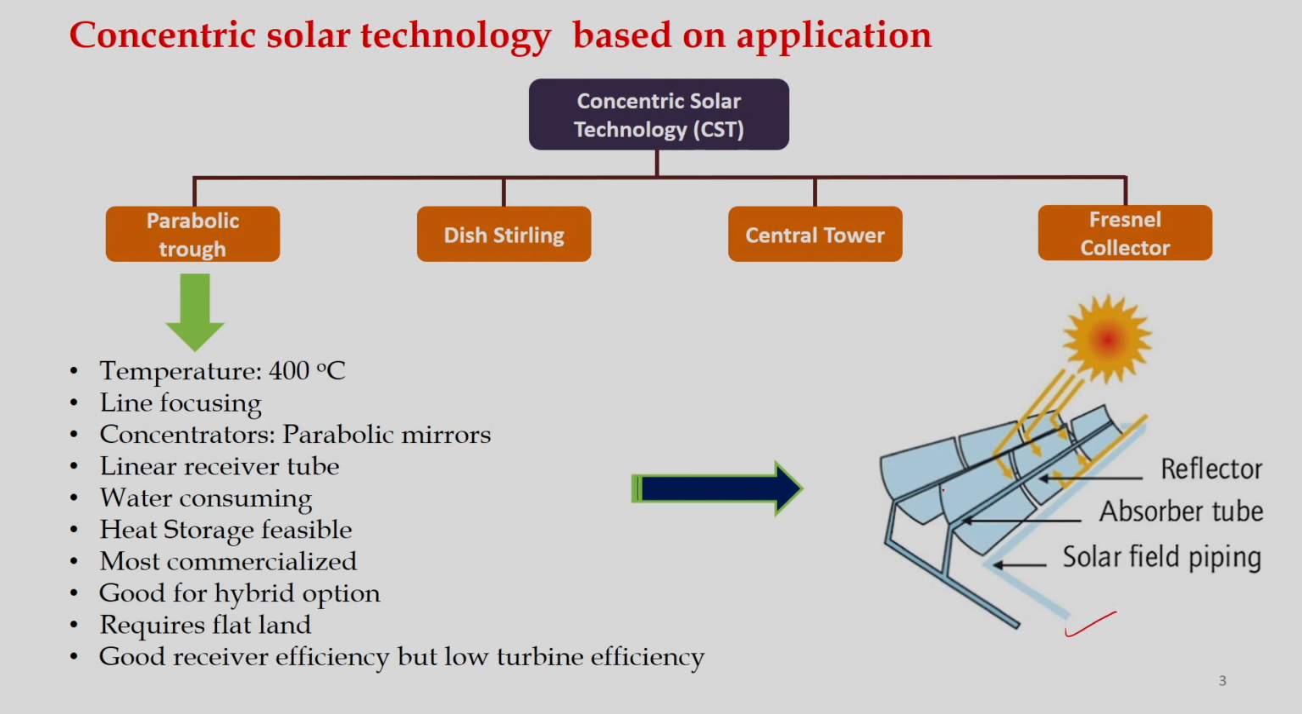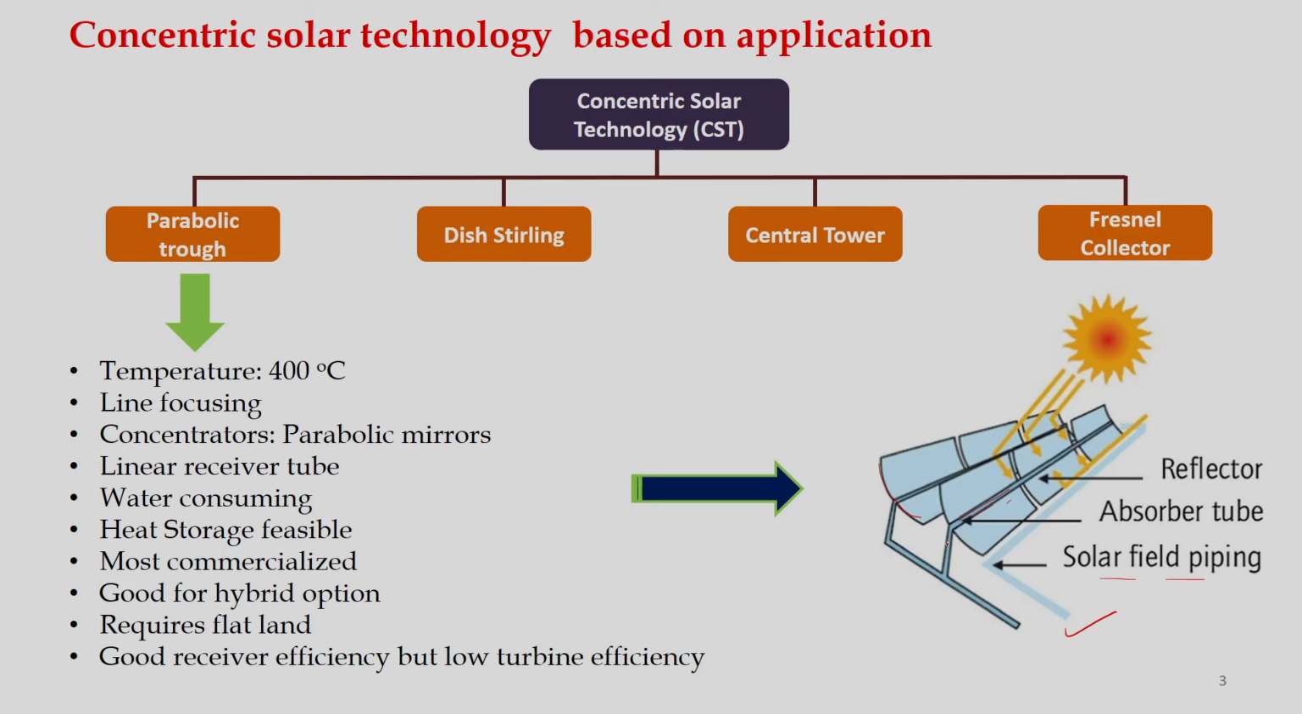It must have a reflector, this component is the reflector, then absorber tube, then solar field piping. Okay? And if we apply this kind of technology, we can get a fluid temperature of about 400 degrees C. And this kind of device uses a line focusing system, and the concentrators are parabolic mirrors. As you can see, these are the concentrators, these are parabolic mirrors, and these are linear receiver tubes.